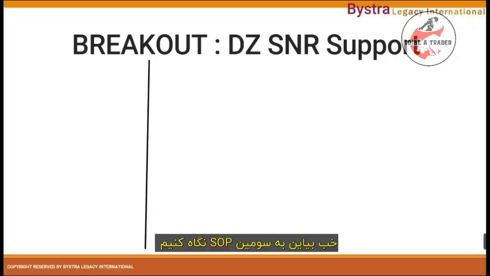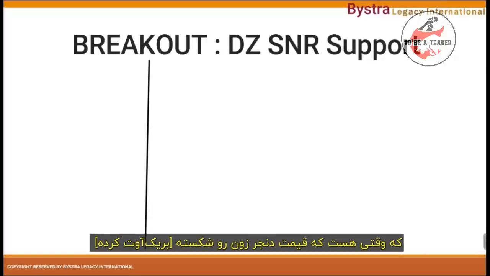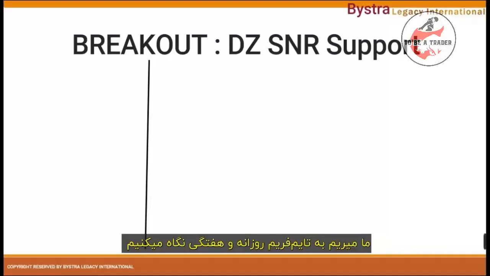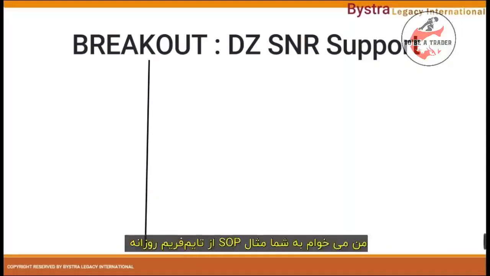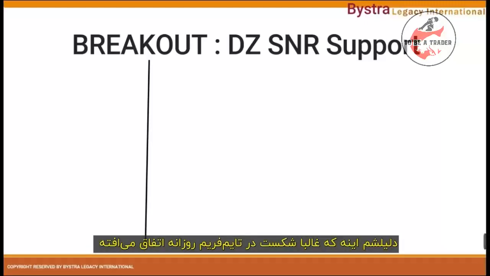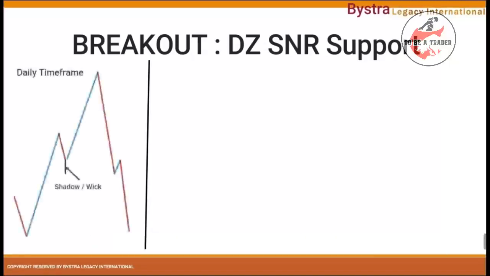Let's look at the third SOP, which is when there's a price breakout at the danger zone. In this case, it's the support. Normally for a price breakout, we will look into the daily time frame and the weekly time frame. However, in this case, I'm going to show you the example SOP of the daily time frame, and later on I will show you the weekly time frame. The reason is that normally the breakout often occurs at the daily time frame.